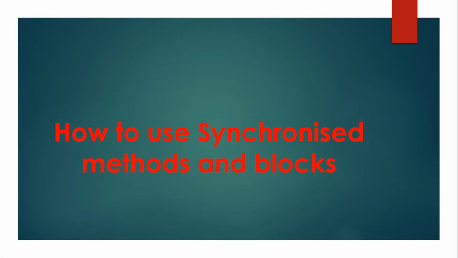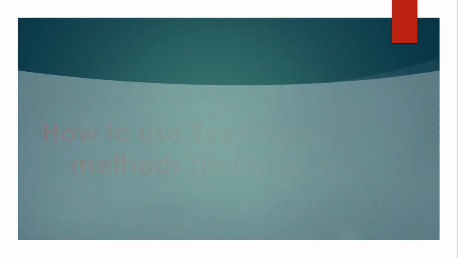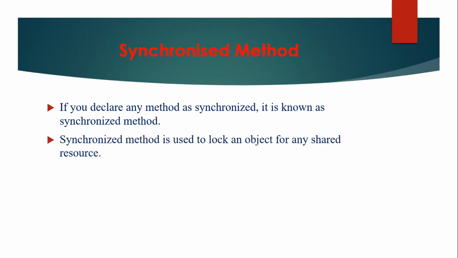In this tutorial, we are discussing how to use synchronized methods and blocks. First of all, what is a synchronized method in Java? If we declare any method as synchronized, it is known as a synchronized method. A synchronized method is used to lock an object for any shared resource.